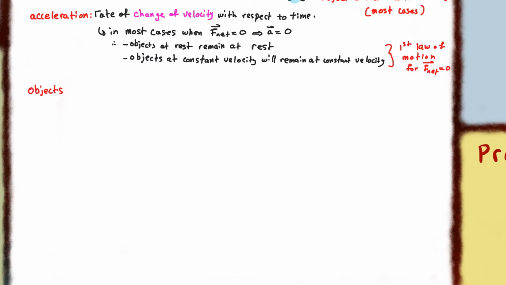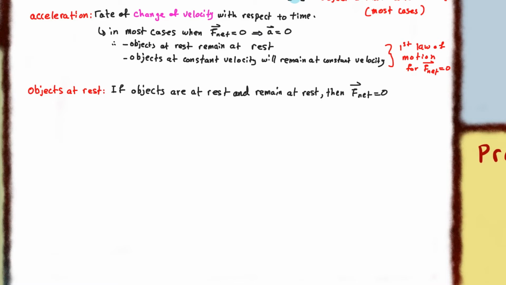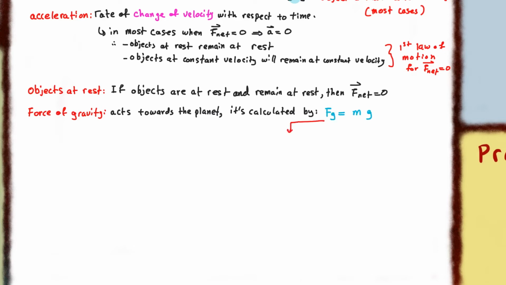One of the big applications of this is objects at rest. If an object is at rest and remains at rest, that means the net external force acting on it must equal 0. Final definition for today, we're not going to go into too much detail about this, but force of gravity, in the most basic terms, acts towards a planet and is calculated by this equation. Force of gravity is equal to mass times gravitational acceleration, where Fg stands for gravitational force, m stands for the mass, and g stands for the gravitational acceleration.